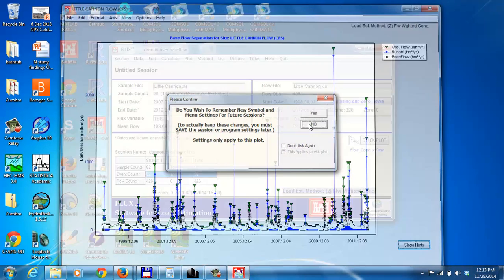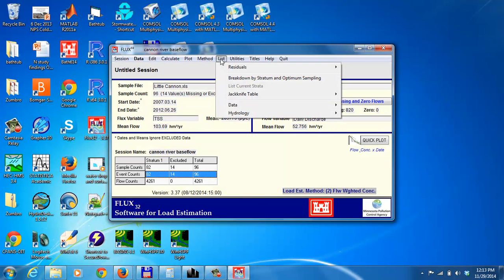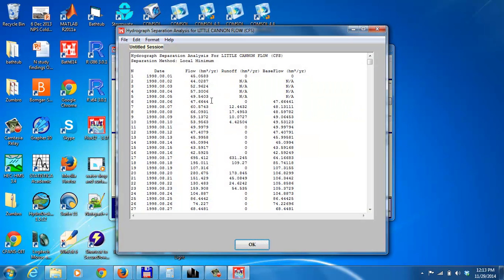Now what we'd like to do is download those data, so we can go to List, and under List you have the hydrology baseflow separation. It brings up this file, which has the dates, the flow, which is the continuous flow record, and direct runoff. The first few values are not separated because the method requires some startup days to get going to make its estimate of what is baseflow.